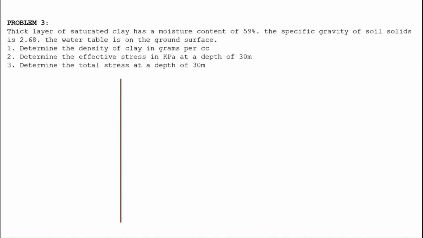Problem number 3. Thick layer of saturated clay has a moisture content of 59%. The specific gravity of soil solids is 2.68. The water table is on the ground surface. Number 1. Determine the density of clay in grams per cc. Number 2. Determine the effective stress in kilopascal at a depth of 30 m. Number 3. Determine the total stress at a depth of 30 m.